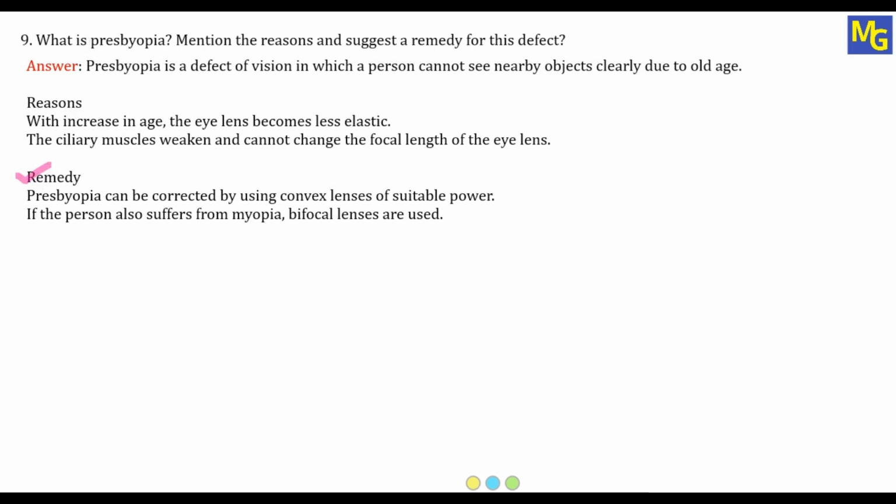So I hope you understood the answer of this. Now we are going to move with the next question.